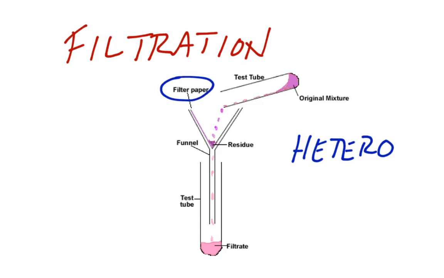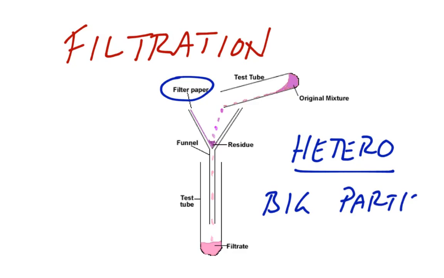It contains tiny little holes, and those tiny little holes allow some things through and not others. Well, because we're talking about heterogeneous mixtures here, we're talking about big particles, and those big particles get trapped by the filter paper, allowing the water to go through. What's left behind is your residue, and what you get afterward is your filtrate. Again, these are used for heterogeneous mixtures.